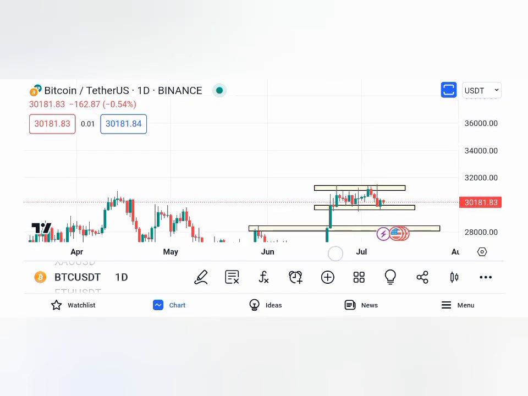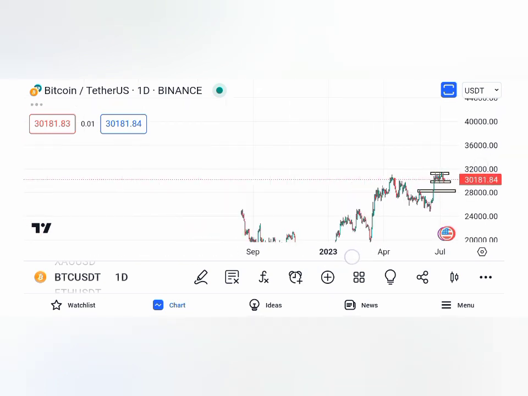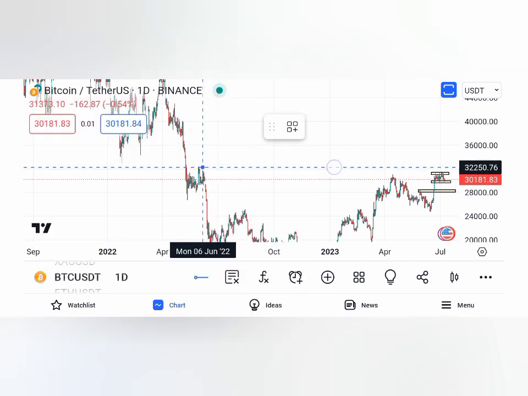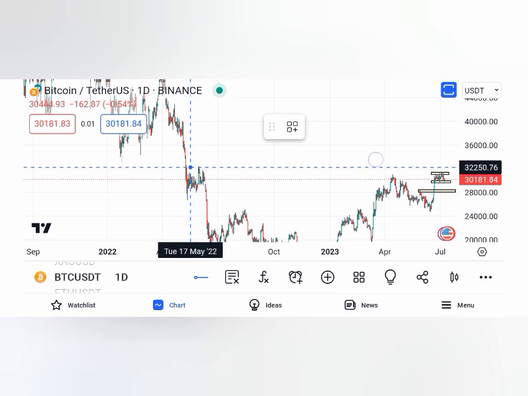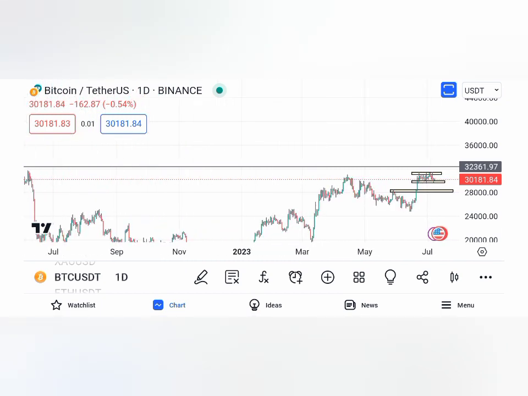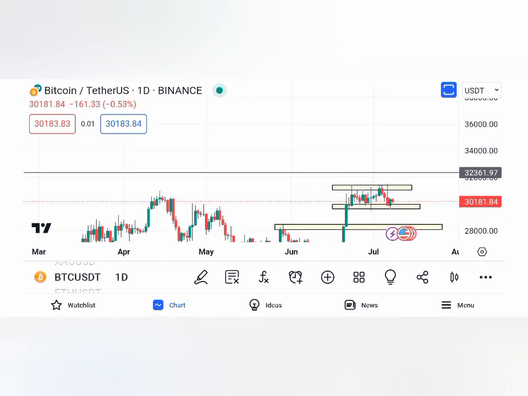But if Bitcoin breaks upwards, let me see the risk. Let me move to the left and see. If Bitcoin breaks upwards, my target will be this level here, around 32k. So my target will be around 32k on Bitcoin if Bitcoin breaks upwards. My advice to traders on Bitcoin is to wait for a breakout, because right now price is ranging. So just wait for a breakout on Bitcoin.